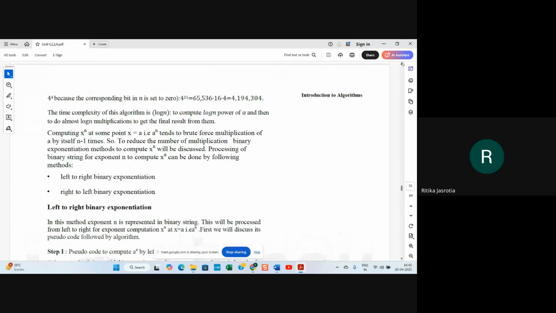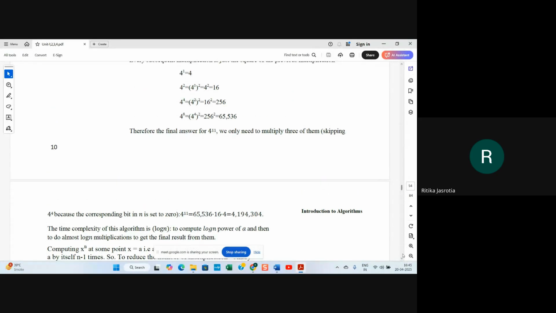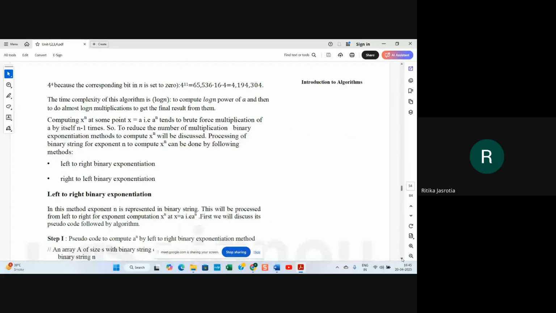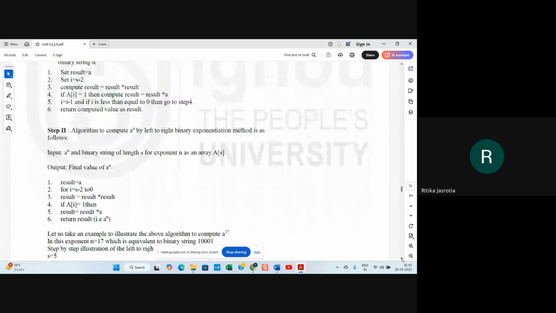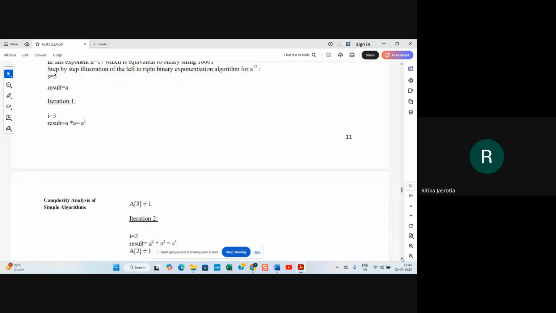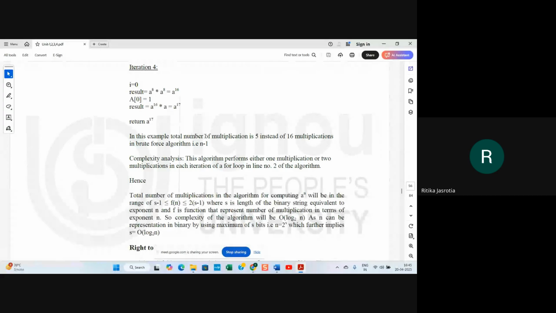Left to right binary exponentiation, and there is also one more algorithm which is known as right to left binary exponentiation algorithm. So this is how binary exponentiation is done. Normally we are not calculating normally. If we do the normal calculation by brute force, one by one, how many multiplications do we have to do? 17 times basically. So in this example, total number of multiplications is 5 instead of 16 multiplications in the brute force algorithm, that is n minus 1.